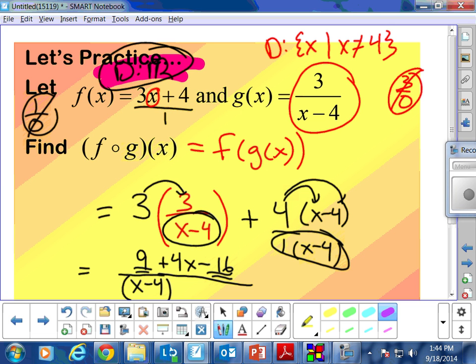Now with this one over here, there's a situation where this could occur. So your domain in this one is going to be x, where it's all real numbers, but it cannot equal 4. Now, f∘g of x, or f of g of x, really means that this is what it's equal to.